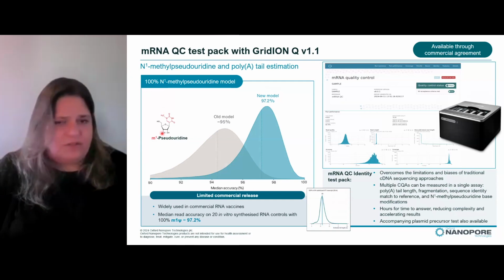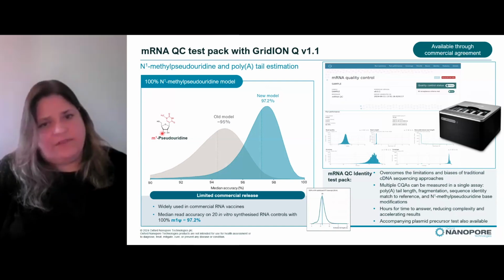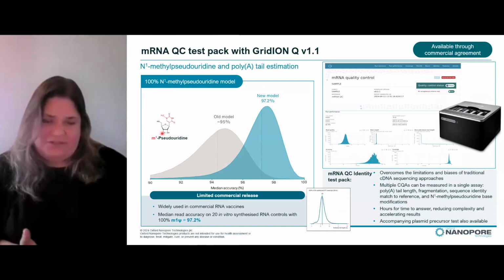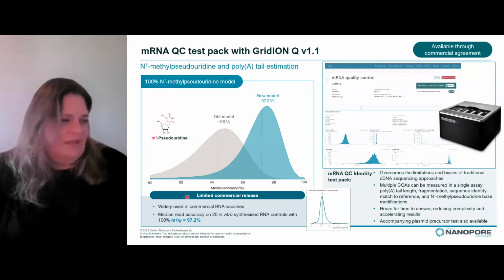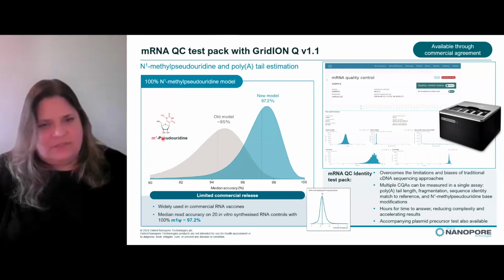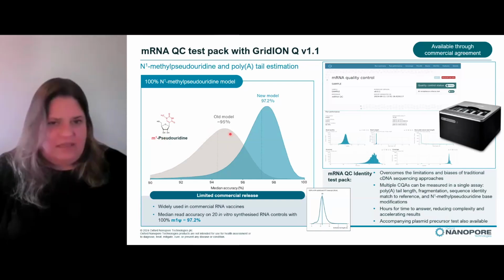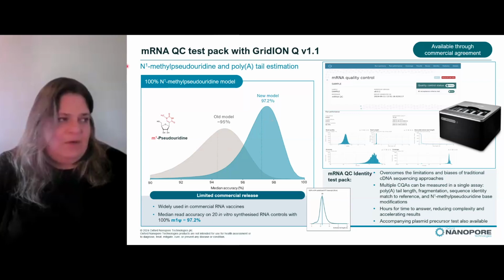And so N1-methylpseudouridine, if you try to sequence that with a canonical model, will look awful because 25% of your sample is unidentifiable because it's been modified. But with direct RNA sequencing, we can train a model for that, which we have. And we had, again, an old model that we released back in November, which was at 95% accuracy, but we've improved that to about 97.2%. And we have this model that's available.